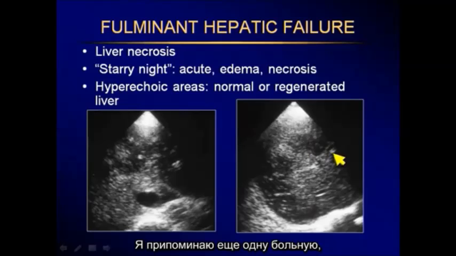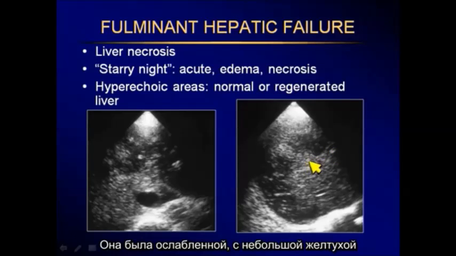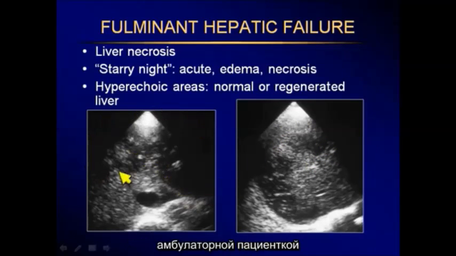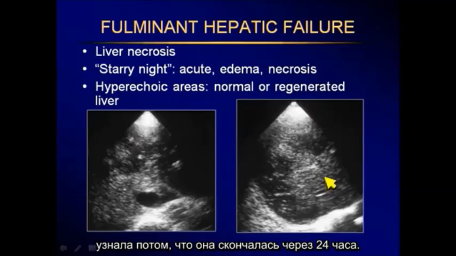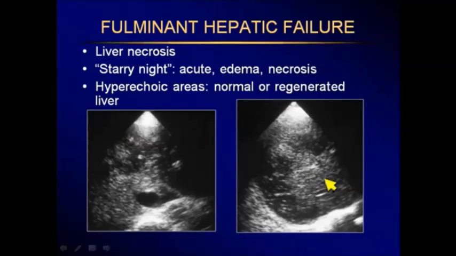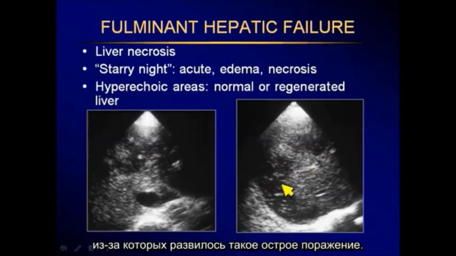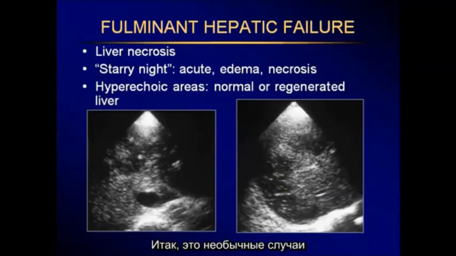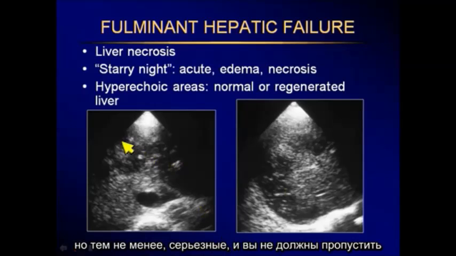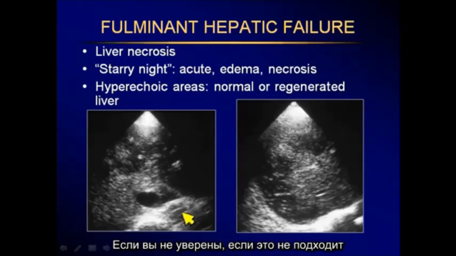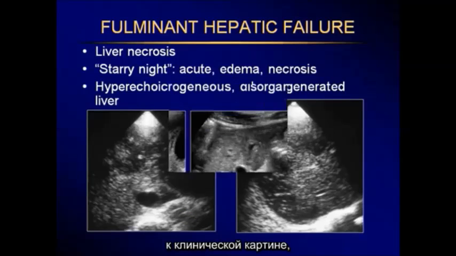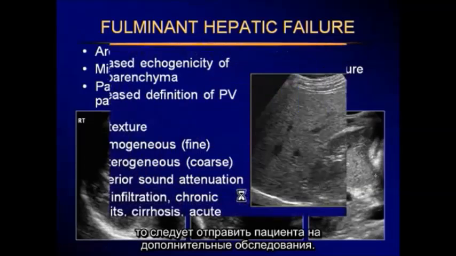Another patient that I recall with this pattern was a 34-year-old woman who was weak and a little bit jaundiced, in an outpatient setting, and I thought, gee, something's very wrong with this liver. I sent her to the emergency room, and on follow-up I found out that within 24 hours she was dead. Autopsy revealed that she went into heart failure. She had lupus myocarditis and lupus hepatitis and developed this acute fulminant failure. So these are unusual cases, nonetheless serious, and we should not dismiss such an appearance. If it doesn't match the clinical picture and you're not sure, we should send the patient right away for evaluation.